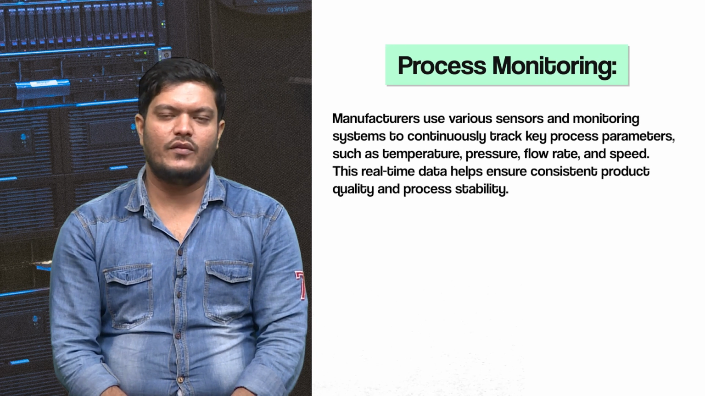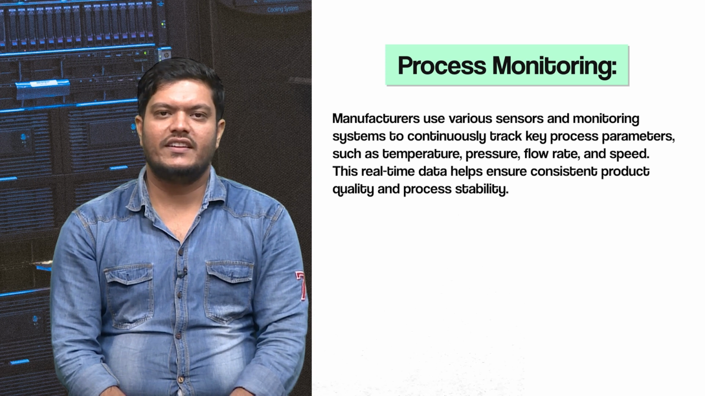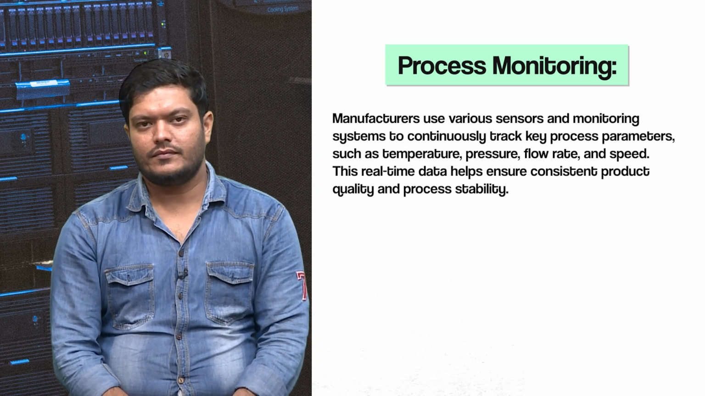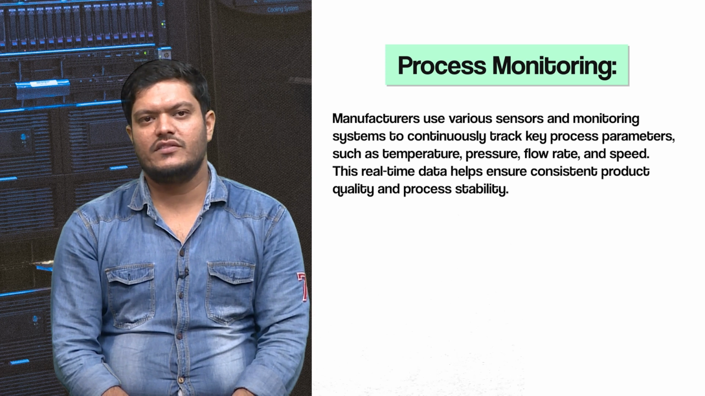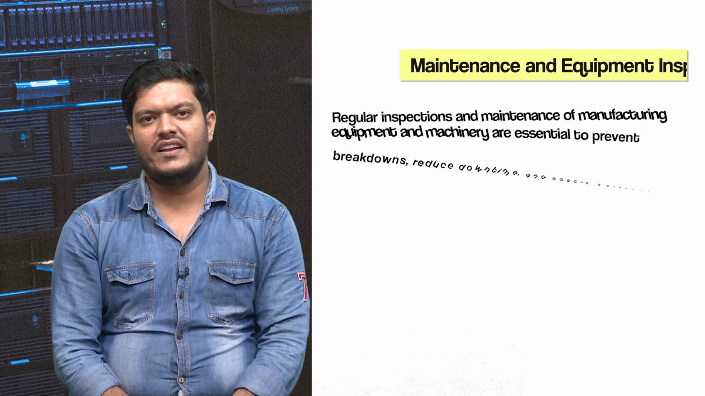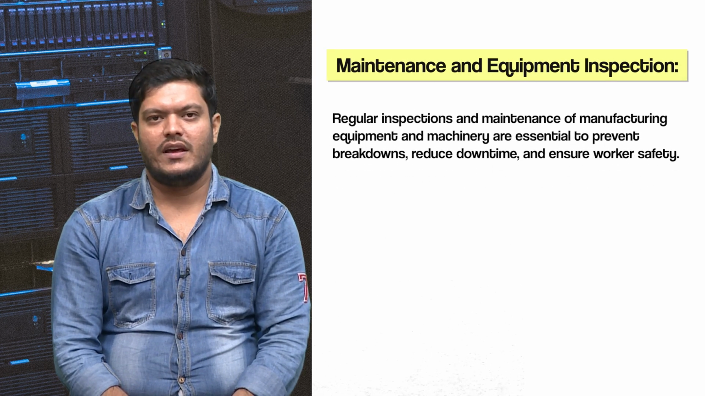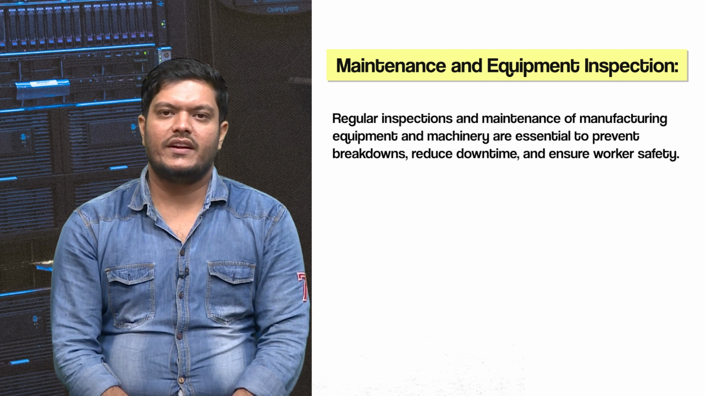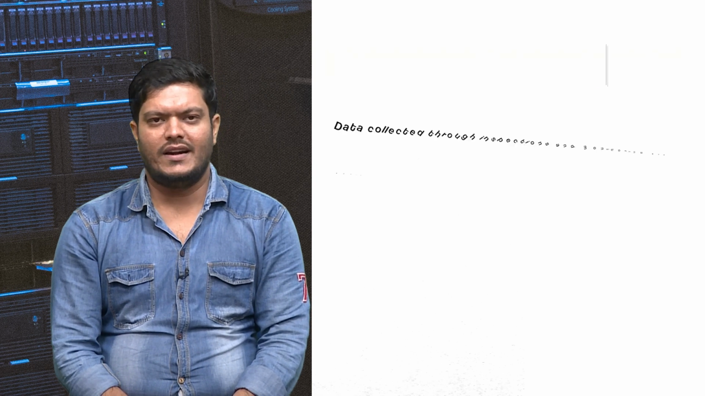Process monitoring. Manufacturers use various sensors and monitoring systems to continuously track key process parameters such as temperature, pressure, flow rate, and speed. This real-time data helps ensure consistent product quality and process stability. Maintenance and equipment inspections. Regular inspections and maintenance of manufacturing equipment and machinery are essential to prevent breakdowns, reduce downtime, and ensure worker safety.